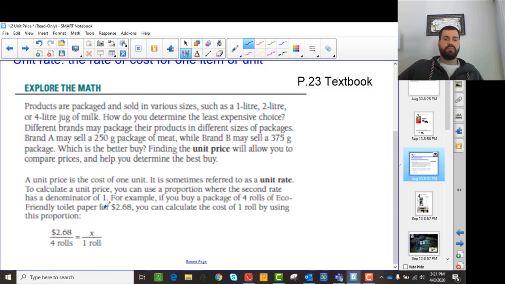An example of that would be if you buy a package of 4 rolls of toilet paper for $2.68. With the COVID-19 outbreak, you're probably not going to get 4 rolls of toilet paper for $2.68 anymore. But imagine you did, what's the cost per roll? So all we do is divide $2.68 by the 4 rolls. And so X becomes 0.67 per roll. So it's 67 cents per roll of toilet paper. So that's the idea of unit price.